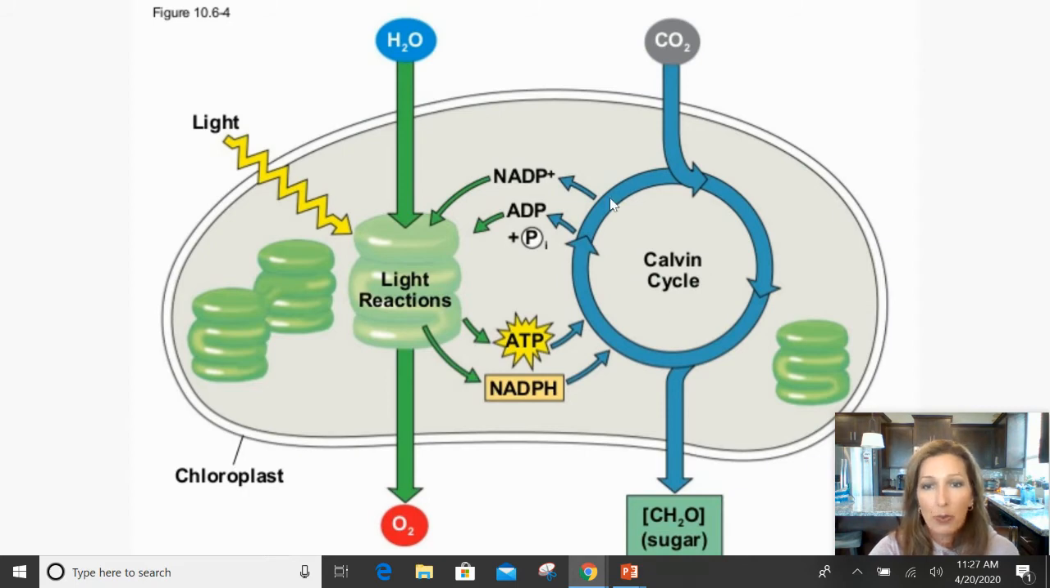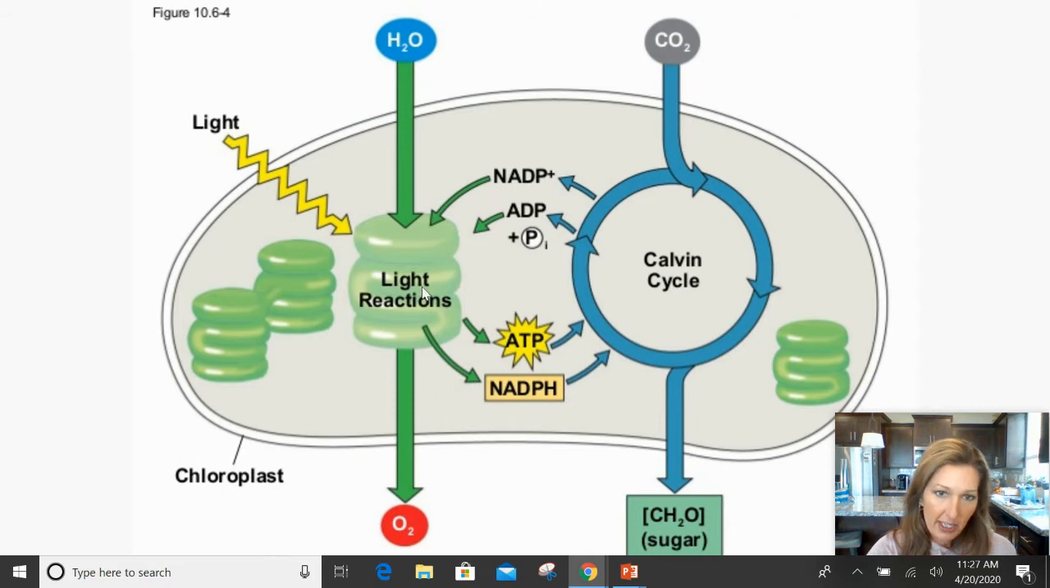Now, waste products of the Calvin cycle are NADP+. So this NADPH is going to drop off its electrons and hydrogens, and now it's NADP+, and it's going to go back to the light reaction and pick those up from photosystem 1.